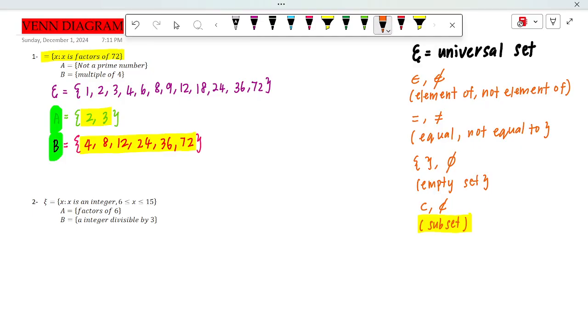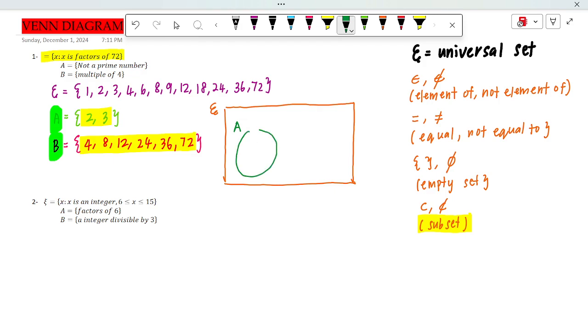So first step, when you're drawing, draw a big rectangle for your universal set. Please label your universal set outside. Then we will separately draw a circle for A and for B. For B, I'll be drawing slightly bigger because there are more elements inside. Then you can list out all your numbers.